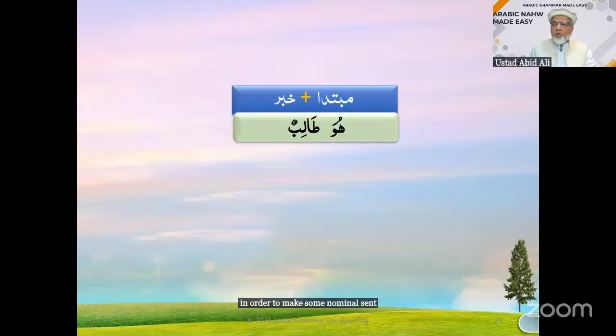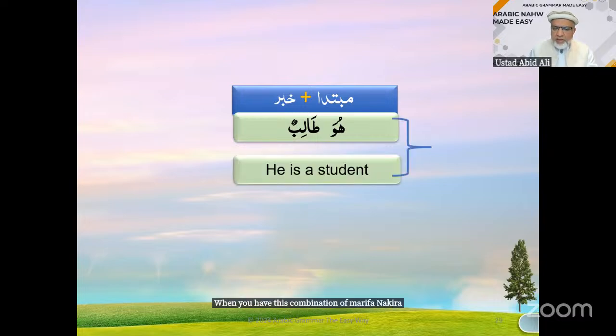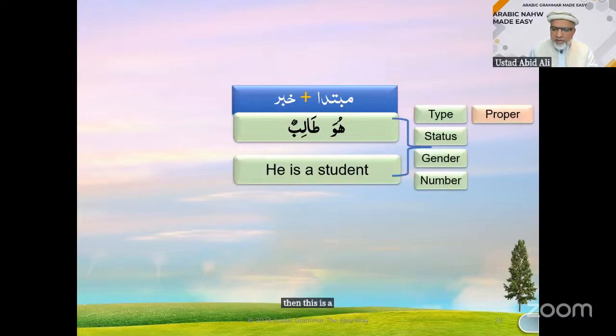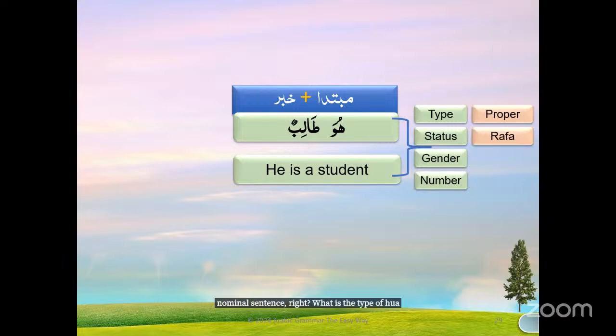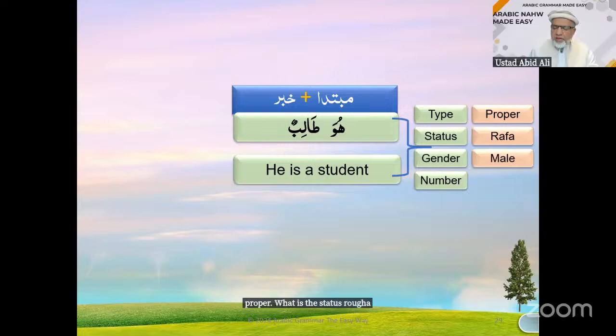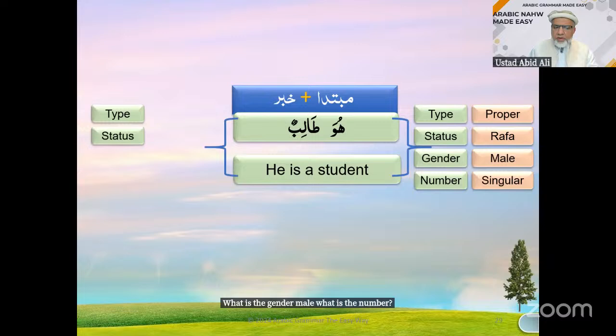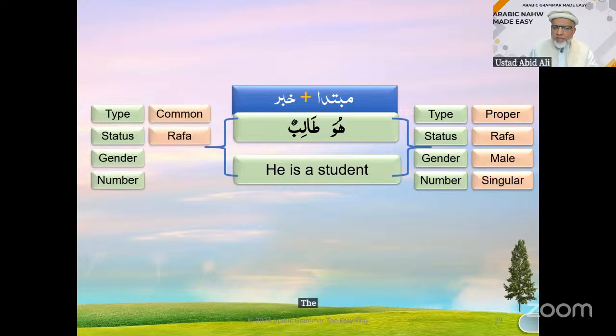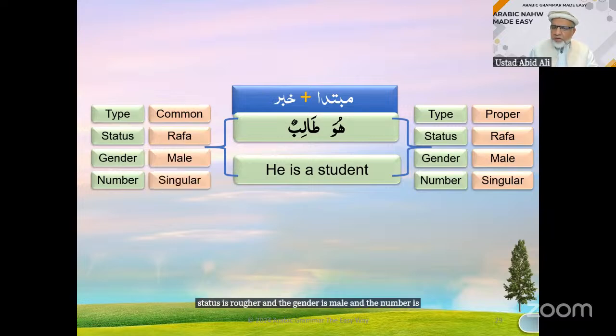Okay. So now look at this word. Huwa talibun. What is the meaning of huwa? He. Talibun, a student. When you have this combination of marifa nakira, then this is a nominal sentence, right? What is the type of huwa? Proper. What is the status? Rafa. What is the gender? Male. What is the number? Singular. Talibun, the type is common, status is rafa, the gender is male, and the number is singular.